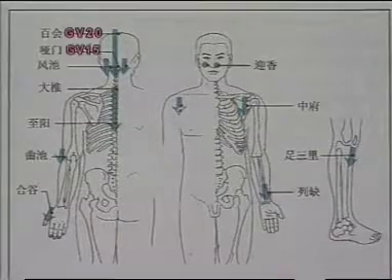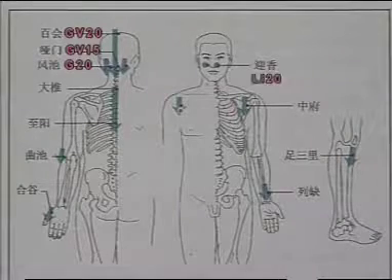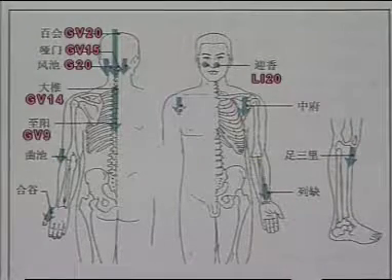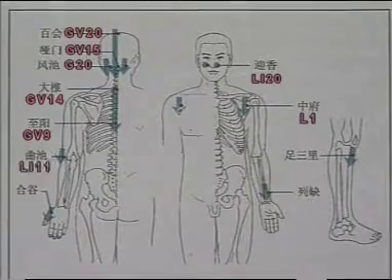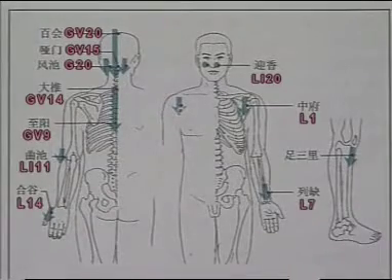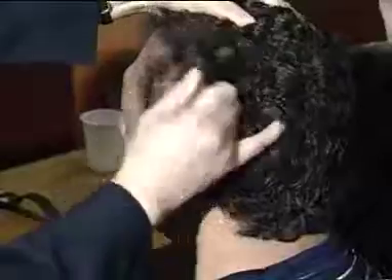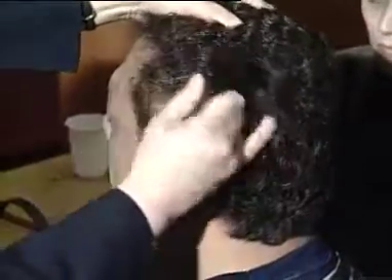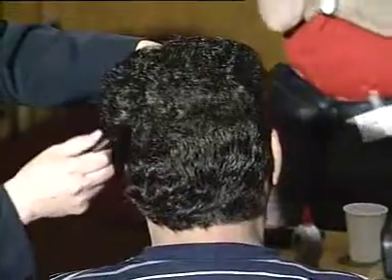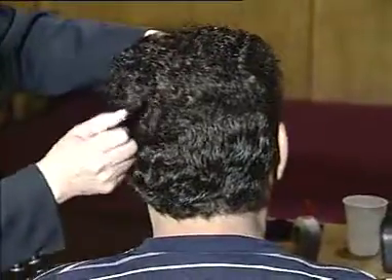Scrape the points Baihui, Yamen, Fengchi, Yingxiang, Dazhui, Zhiyang, Zhongfu, Quchi, Hegu, Lieque, and Zusanli. For common cold, first scrape the whole head. Scrape the sides and vertex of the head from back to front. Scrape the back of the head from the upper to the lower, and from left to right.